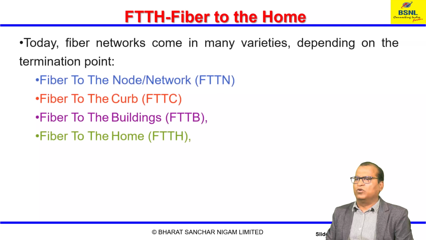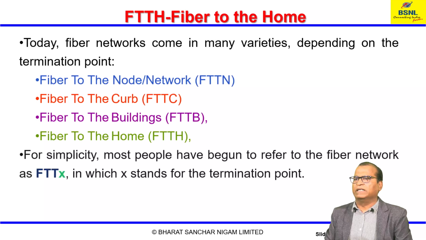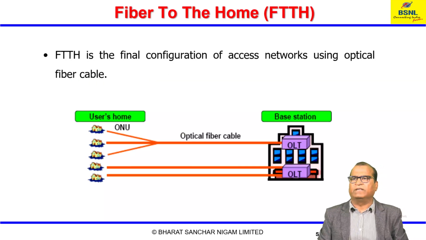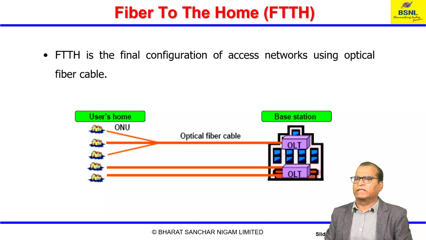So today's fiber network is coming in different varieties depending on the termination point, like fiber to the node, FTTN, fiber to the curb, FTTC, fiber to the building, or fiber to the home. And for simplicity, we can write it as FTTX. X stands for the termination point where the fiber is going to be terminated. So fiber to the home, FTTH, is the final configuration of the access network using optical fiber cable, where fiber will be running from the exchange to the customer premises.